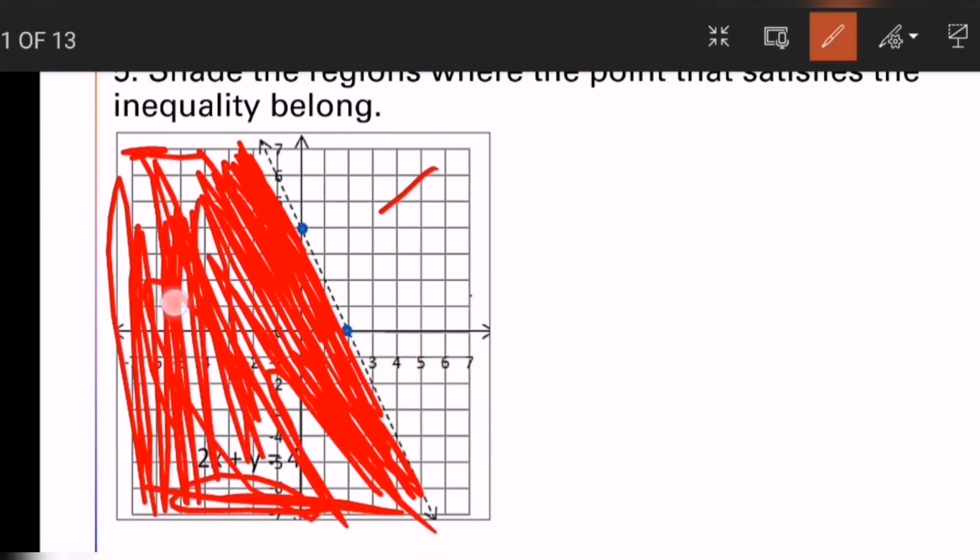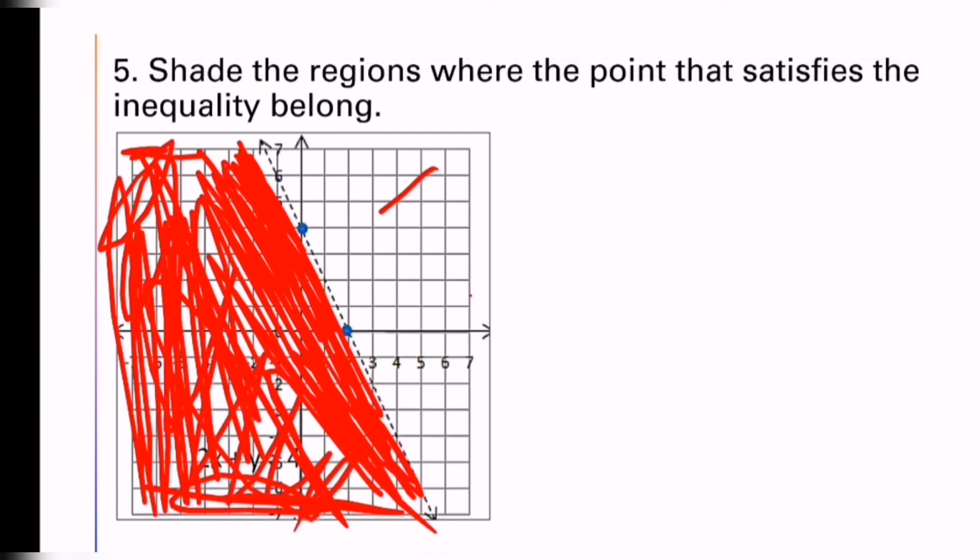Okay? Bakit po hindi sir yung taas ang chinade ko? Kasi nung sinubstitute ko yung point na nanggaling sa taas, hindi siya nag-satisfy doon sa inequality natin. Pero nung sinubstitute ko yung nasa baba, nag-satisfy siya. So, alin kaya ang tama? Siyempre, yung nasa baba. And now, that is the graph of your linear inequality in two variables.